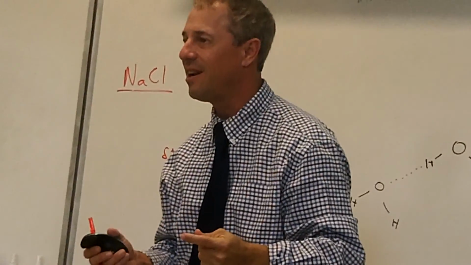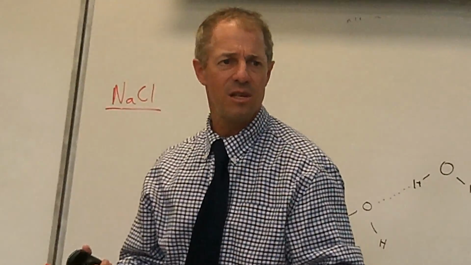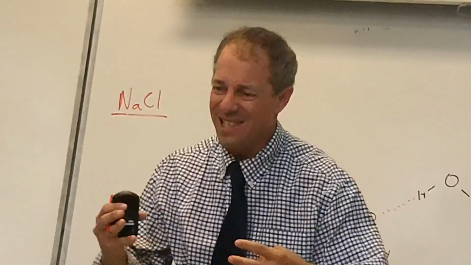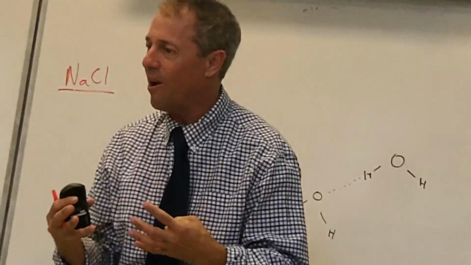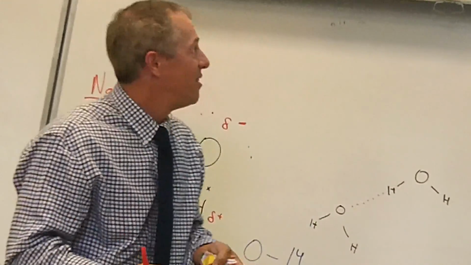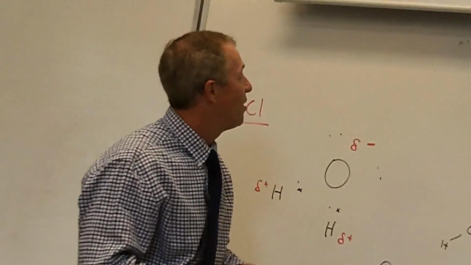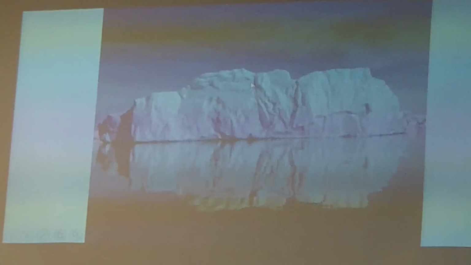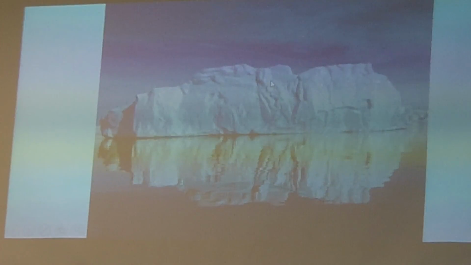Did you know that? You know what dense means? Dense means compact. Ice is less compact than water. Ice floats. You ever notice ice floats? You might have seen an iceberg on TV. That's floating. Has anyone ever seen an iceberg in real life?